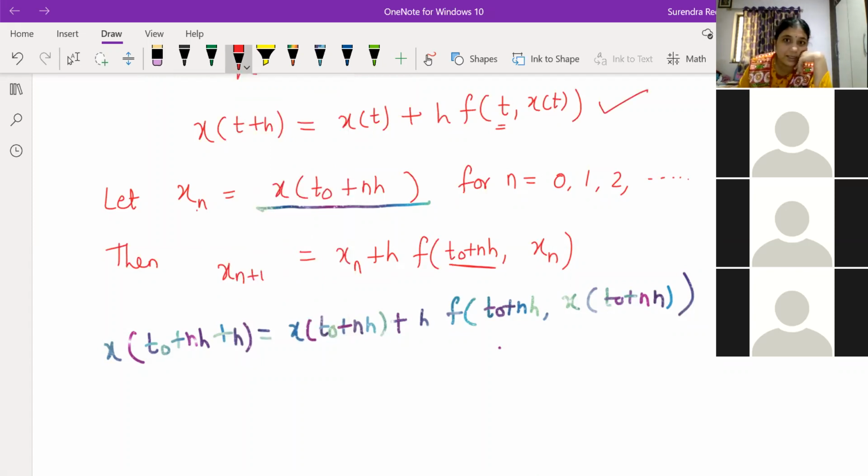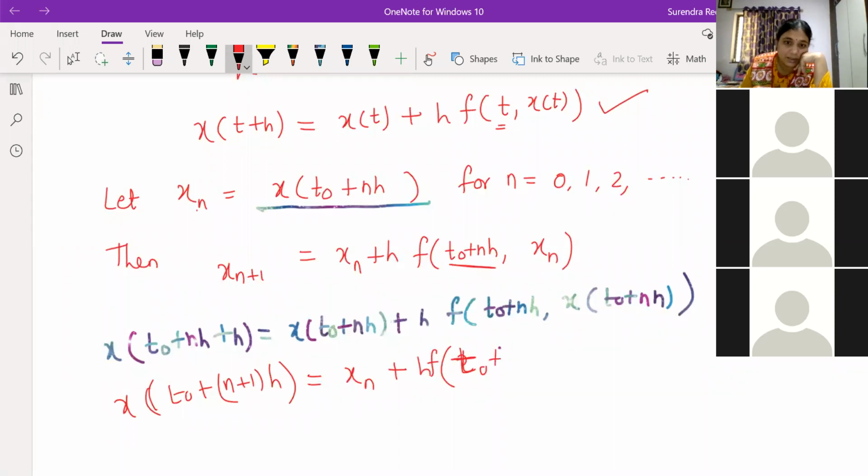In this equation, as T is equal to T0 plus nH, it means at different points I will have its value. Is that okay? Now, what will this be? T0 plus (n plus 1)h, which is nothing but my X(n+1). Is that okay? T0 plus nh, plus h times, this is T0 plus nh. I have replaced it by T, because T I am replacing now.